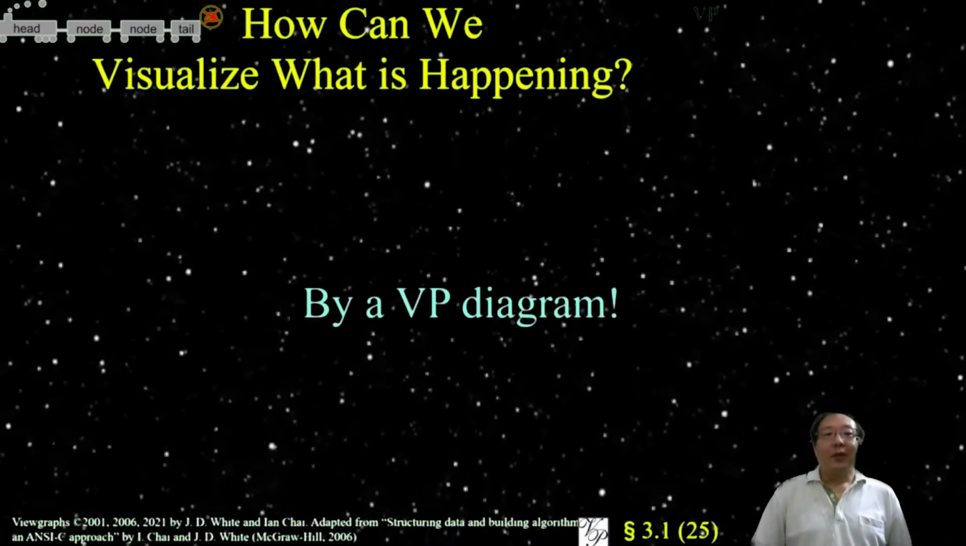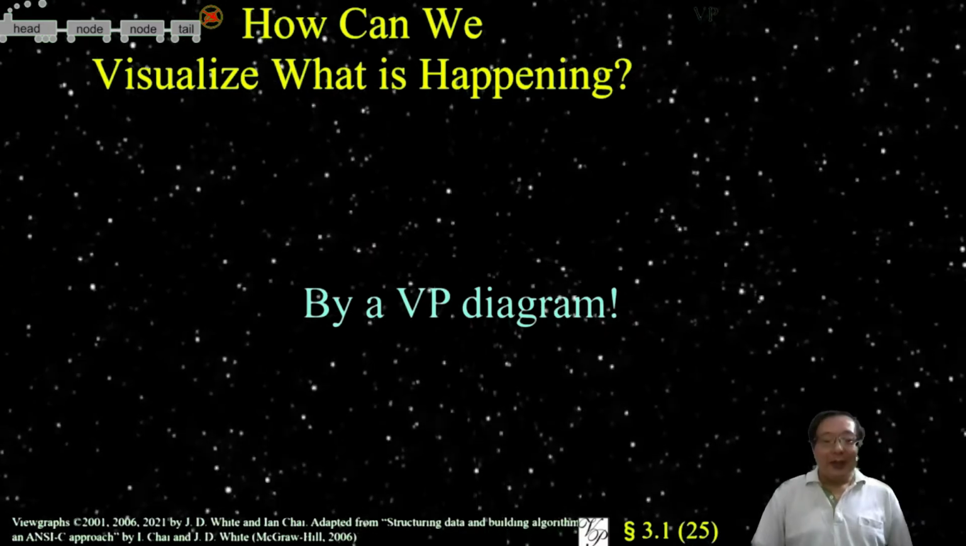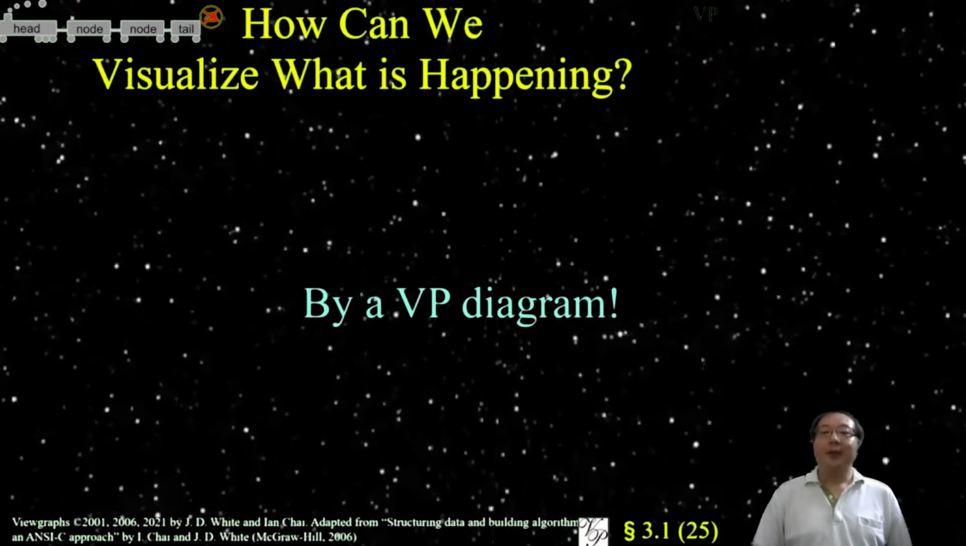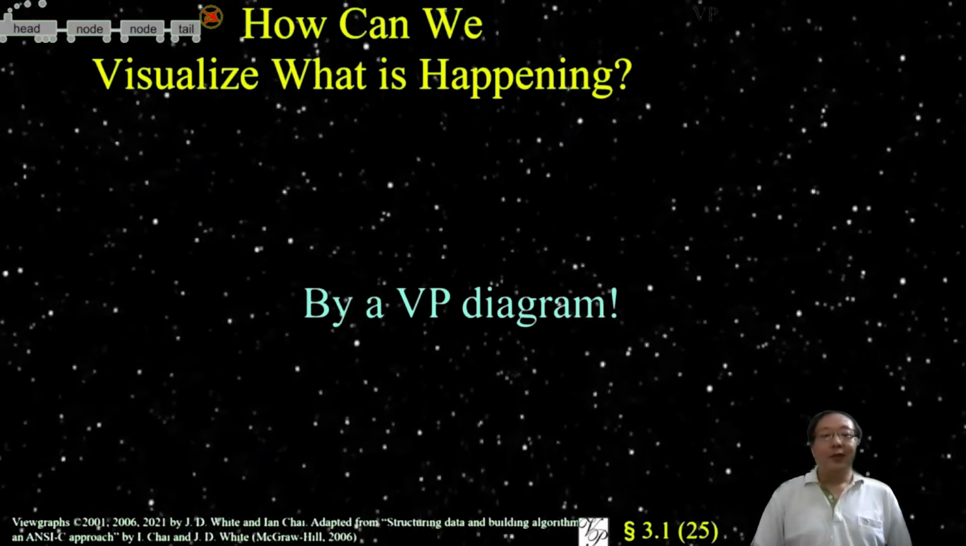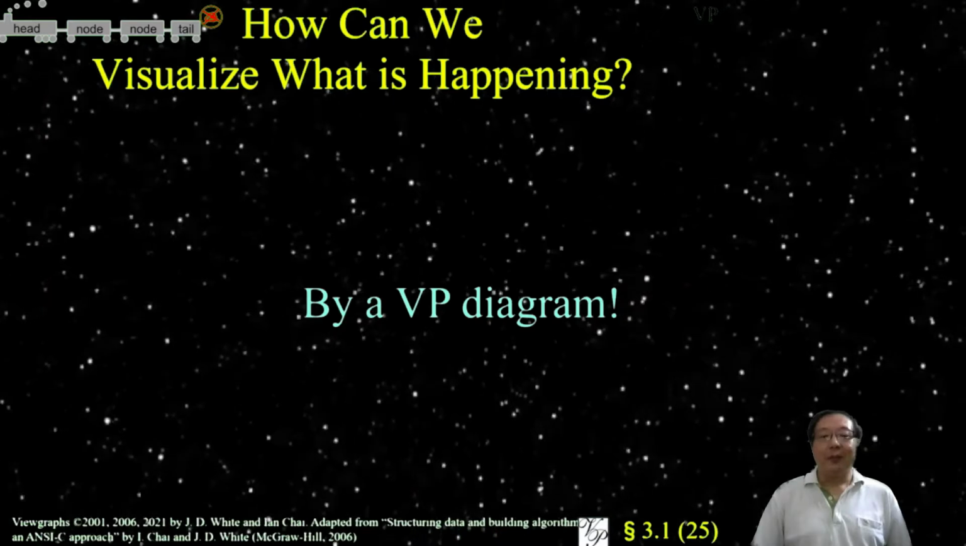So how can we visualize what is happening? The best way is by a VP diagram. When we are dealing with pointers especially, VP diagrams are very helpful. So let's look at this visualization of the VP diagram.